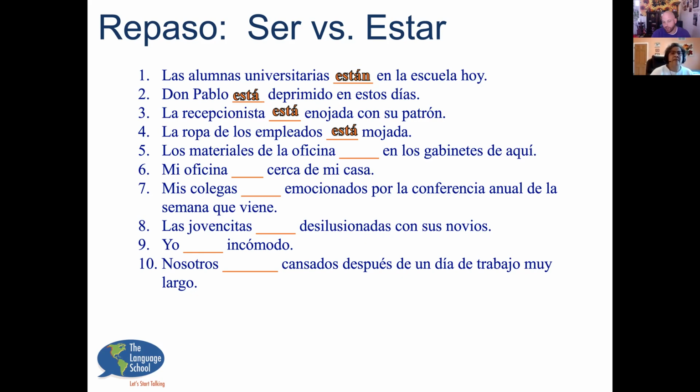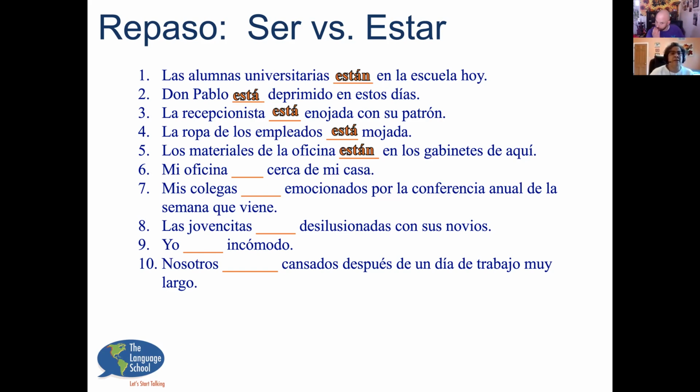Los materiales. Sorry, it sounded like you said están. I'm not sure if you said it with an n. Oh, okay. No, I meant está because la ropa it would be. Good. Yeah. Okay. Just wanted to clarify that. Okay. Sí, los materiales de la oficina están en los gabinetes de aquí.